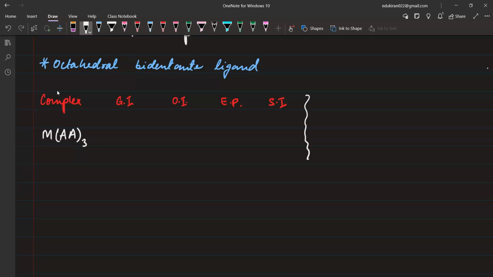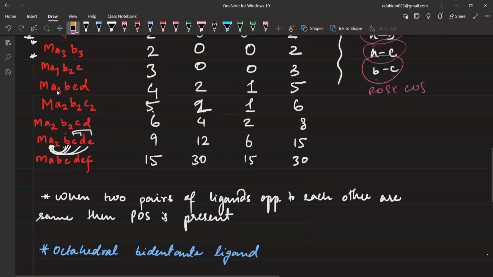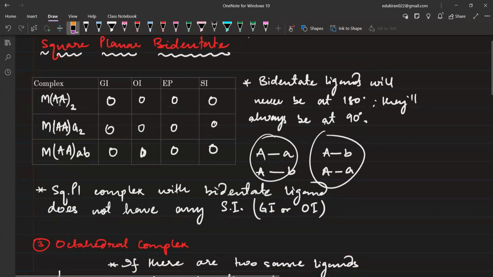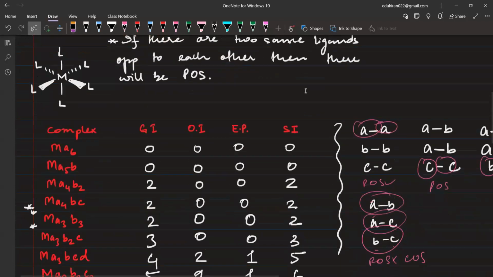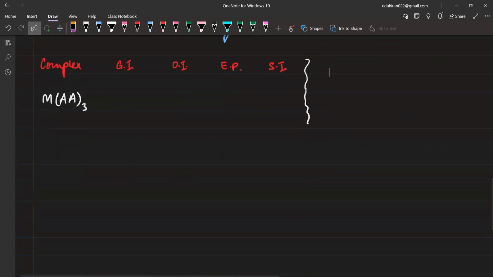What is the benefit of looking at GI here? First of all, if you remember, bidentate ligands are always at 90 degrees. This is something that we saw in the square-planar structure also. In the square-planar case, we wrote that bidentate ligands will never be at 180. They will always be at 90 degrees. So the bidentate ligands we have will always be at 90 degrees. They can never be at 180.